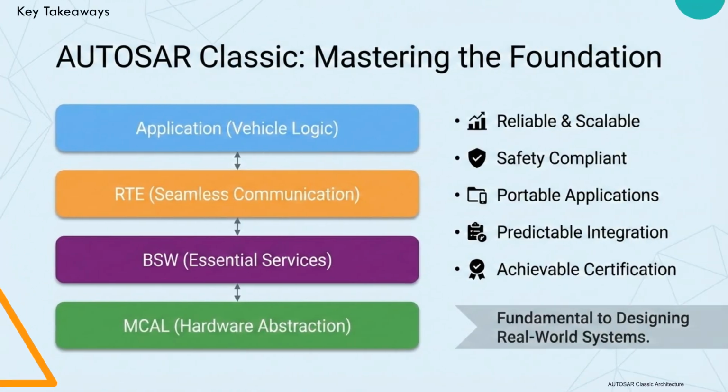AUTOSAR Classic provides a highly structured, layered architecture that enables building reliable, scalable, and safety-compliant automotive systems. MCAL abstracts hardware complexity. BSW provides essential services. RTE enables seamless communication, and signal-based communication ensures deterministic data exchange. Together, these layers create a system where applications are portable, integration is predictable, and safety certification becomes achievable.